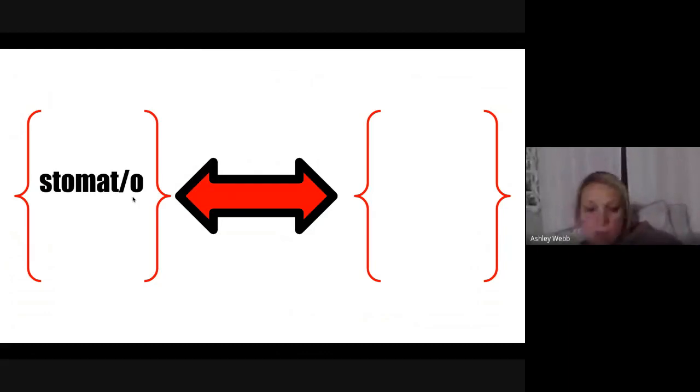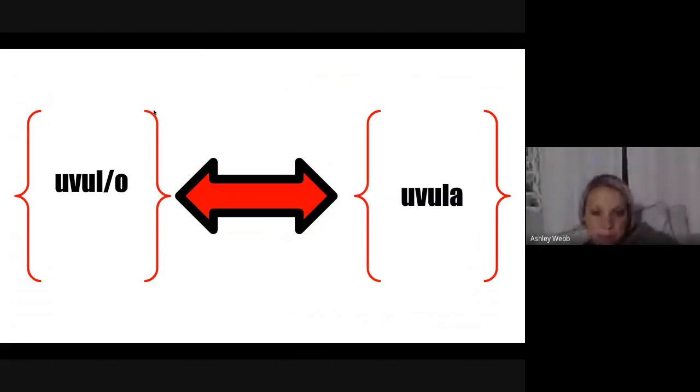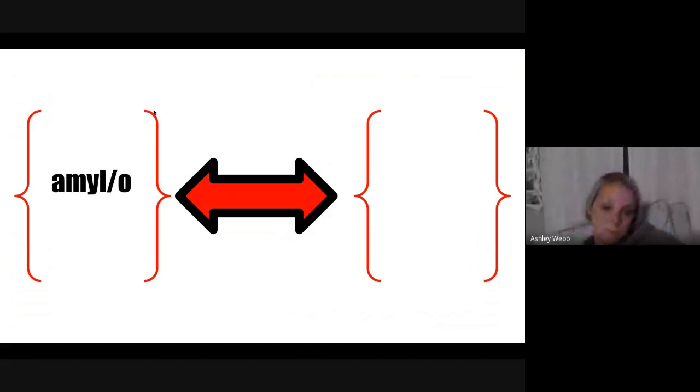Stomato. Okay, this one is mouth. And then we have uvulo, which just means uvula, the teardrop shaped tissue in the back of your mouth. Okay, the rest of these are a little bit more difficult. Really, I think most of them you'll just have to memorize.